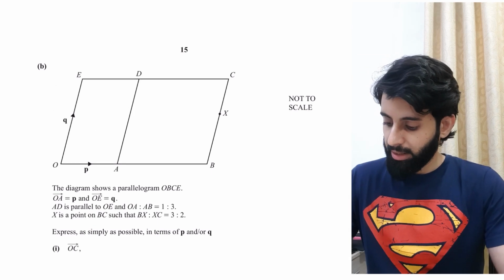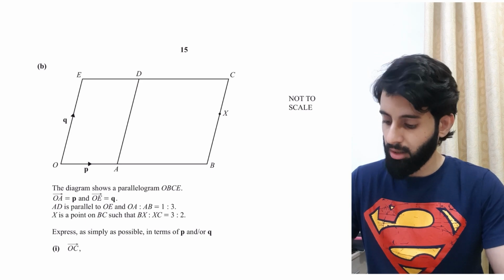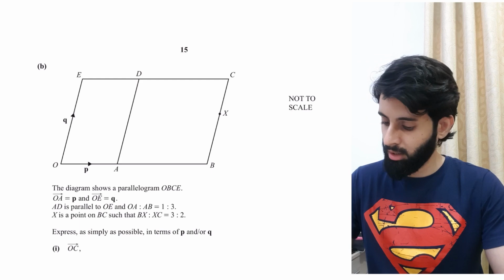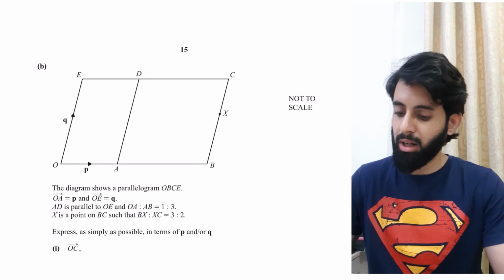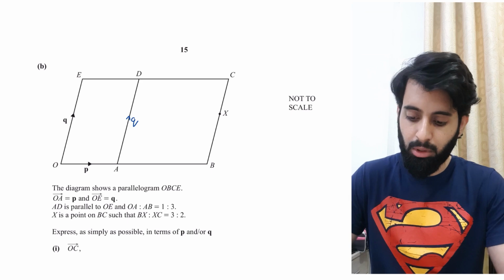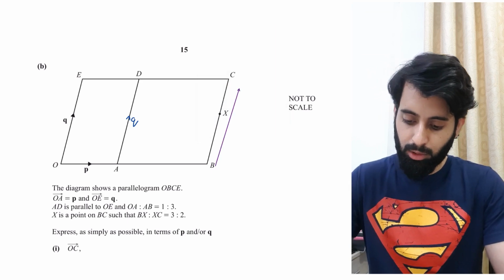It says the diagram shows a parallelogram OBCE. OA is equal to P, OE is equal to Q. AD is parallel to OE, and in fact, in this case, it's not just going to be parallel, they're going to be parallel and equal. So this instantly is going to be equal to Q, and all of BC will also be equal to Q.